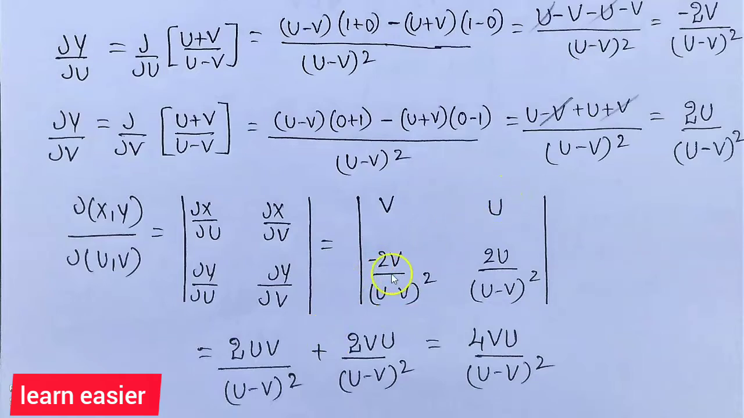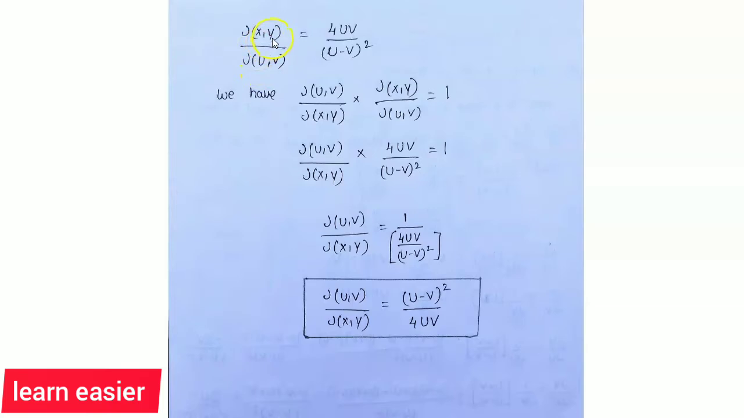And now u into 2v by u minus v whole square. So that's why we got 2vu by u minus v whole square. Finally we have 2uv here and here also 2uv. So finally we have 4uv by u minus v whole square, that is 4v into u by u minus v whole square. Finally we got dou of x comma y by dou of u comma v equal to 4uv by u minus v whole square.